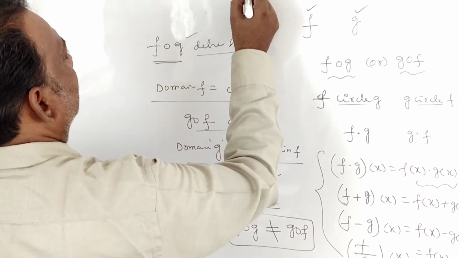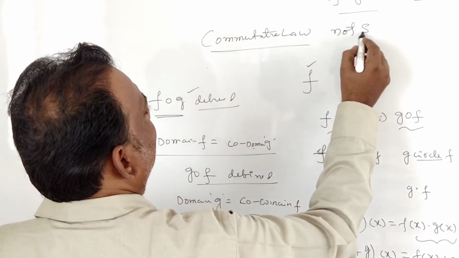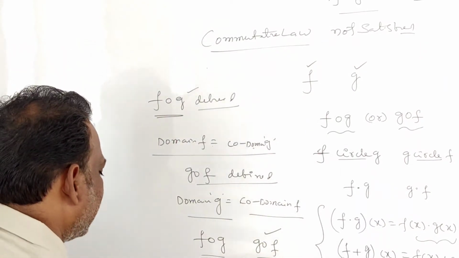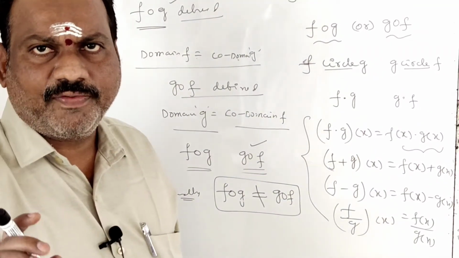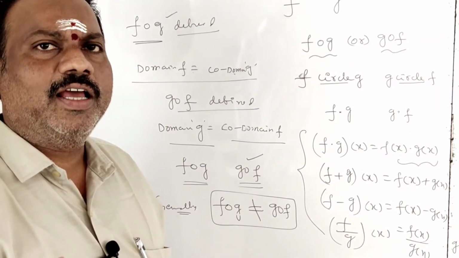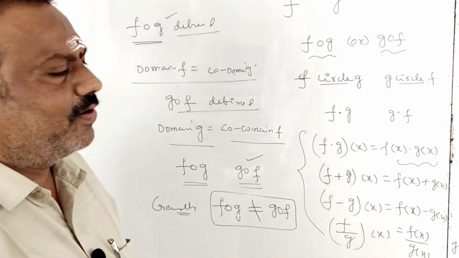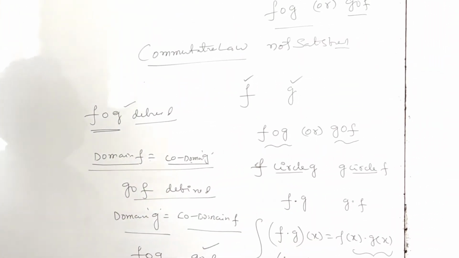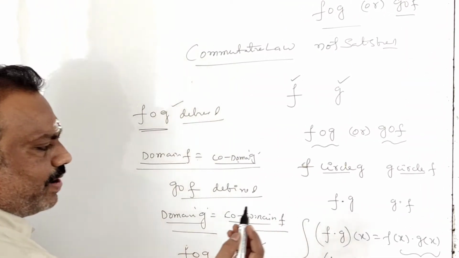You remember that, students: functions do not satisfy the commutative law. That's why generally f circle g is not equal to g circle f. Also, I told you the composite function of f and g may be f circle g or g circle f. Both may exist or may not exist. So for that existence we told the rule. When f circle g exists, the domain of f is equal to the codomain of g. When g circle f is defined, the domain of g is equal to the codomain of f.